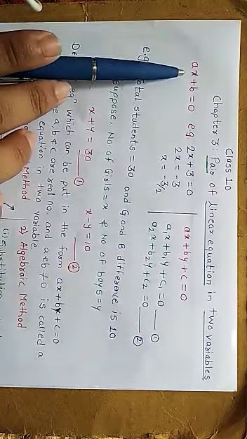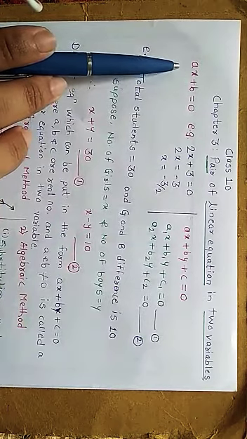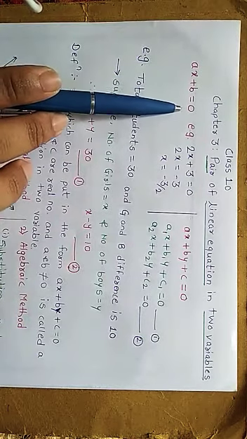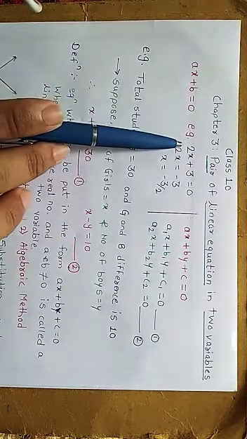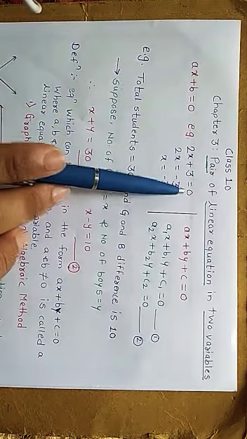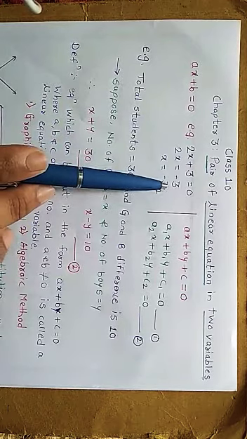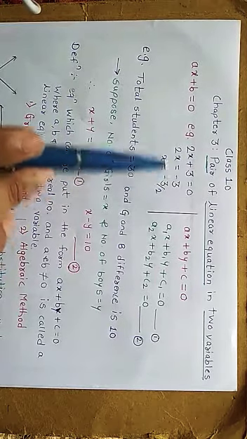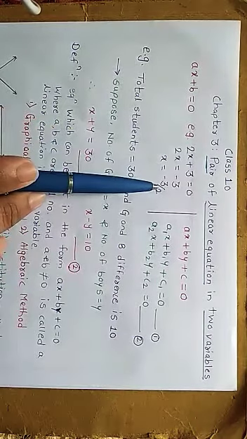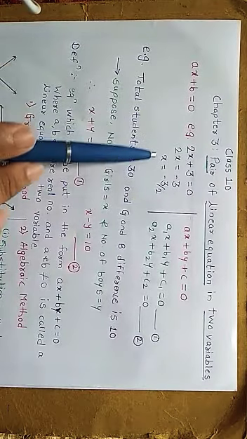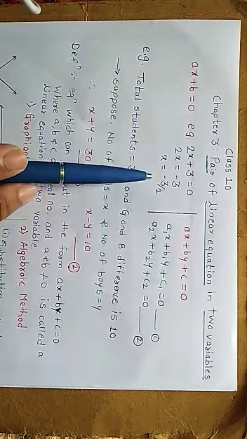This is the standard form of a linear equation in one variable: ax plus b is equal to 0. For example, 2x plus 3 is equal to 0. If I shift the plus 3 to that side, it becomes minus, then x is equal to minus 3 divided by 2. In one variable we get the value easily.